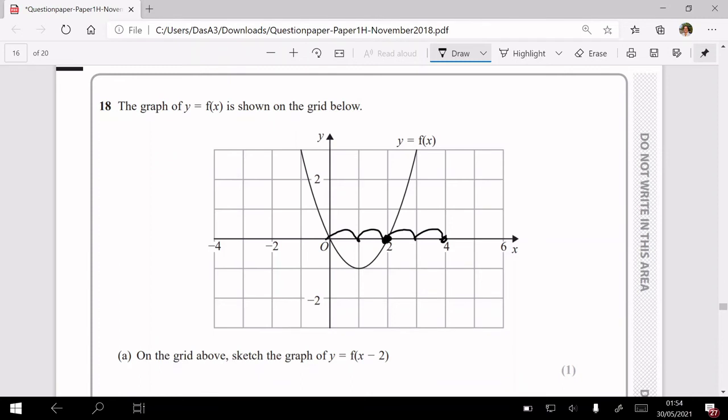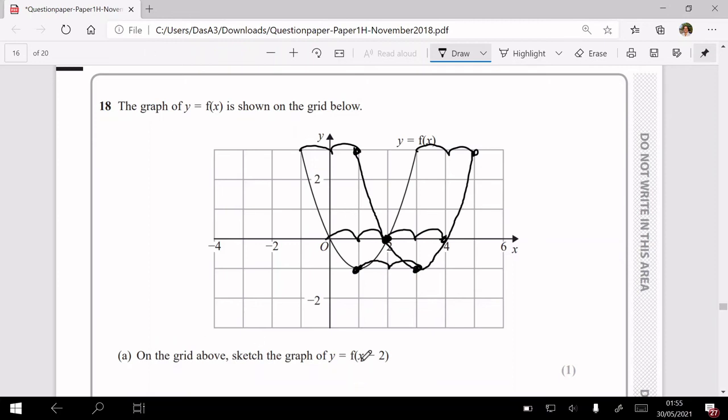So that would be (0, 4), (0, 3), minus 1. So you just draw that. This also moves to the right by 2, right by 2. So that's the graph sketch. Yep, that's it.